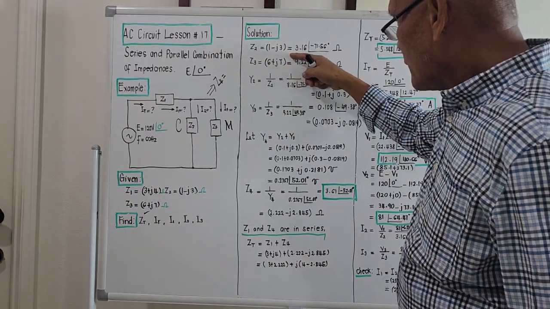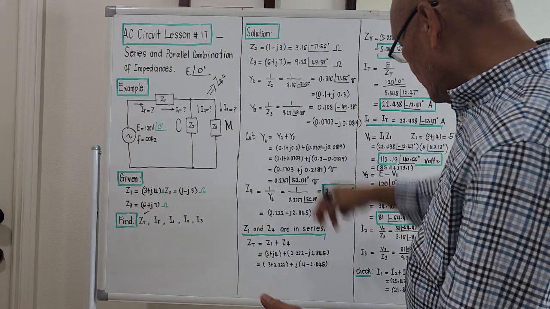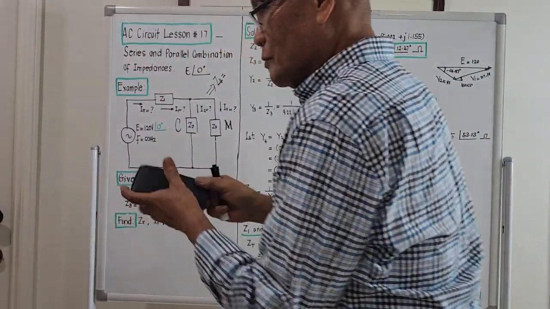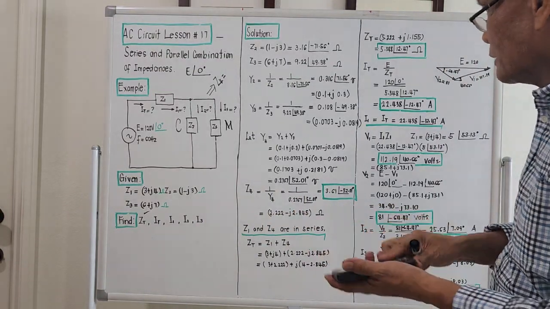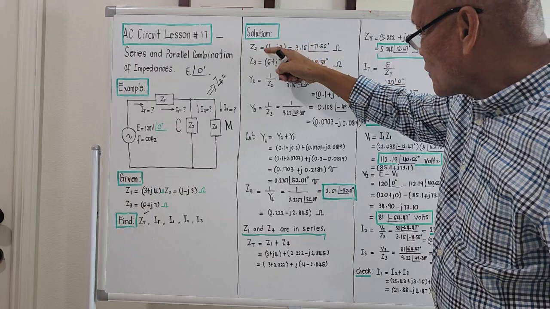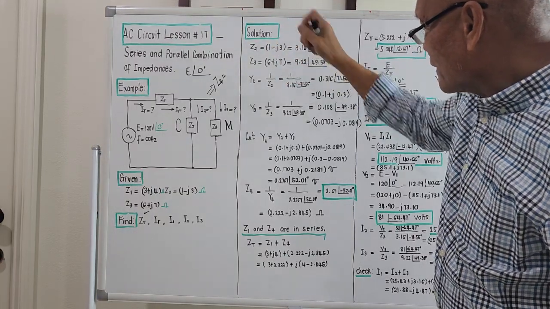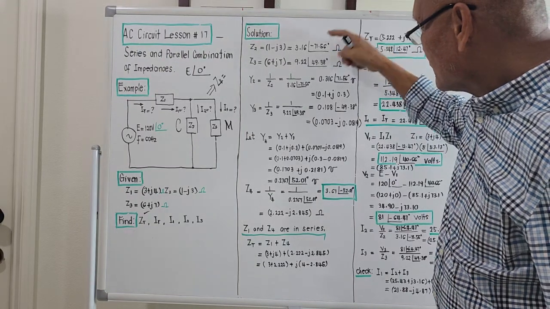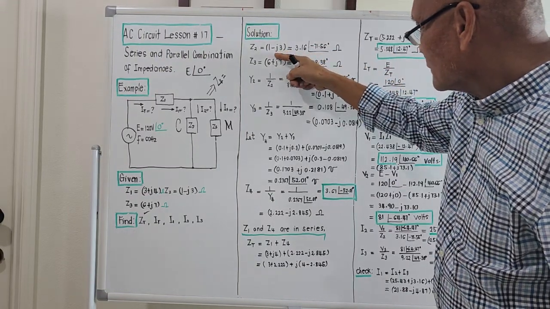They are in rectangular. I will convert them first to polar. Okay? So you should bring out your calculator. This 3 here and this 1, 3 over 1. Take the ratio, press the arc tangent. What will come out will be 71.56 degrees. Negative, because this is negative.